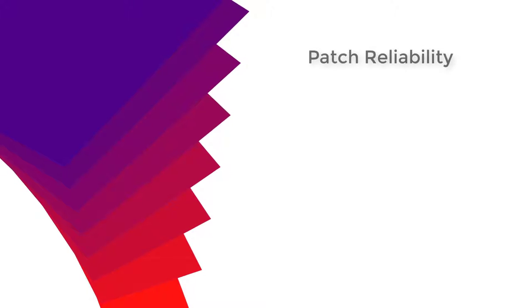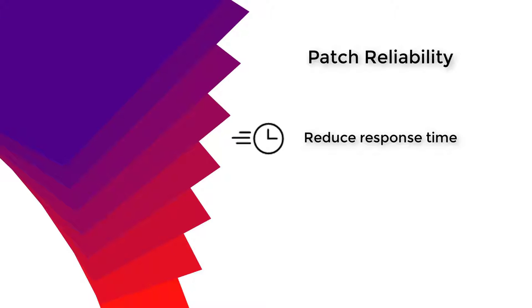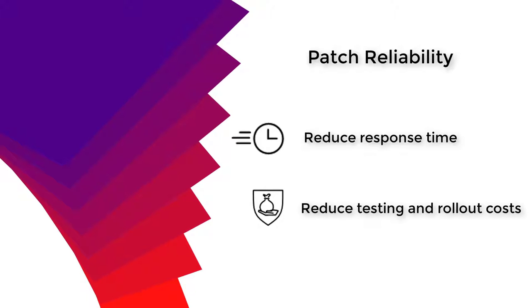Welcome to this Ivanti Neurons for Patch Intelligence video, where we're going to look at how Patch Intelligence can raise the confidence level of your patch management decisions with the use of reliability data. Having reliable, accurate patch data is key to reducing the time it takes to respond to threats. It can also dramatically reduce the costs involved in testing the patches before rolling out.